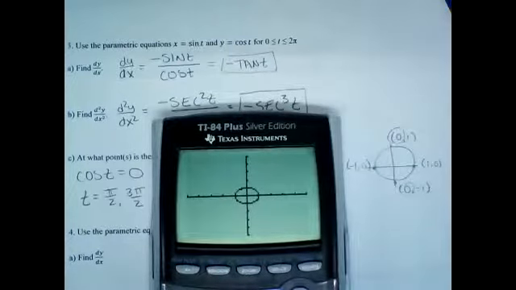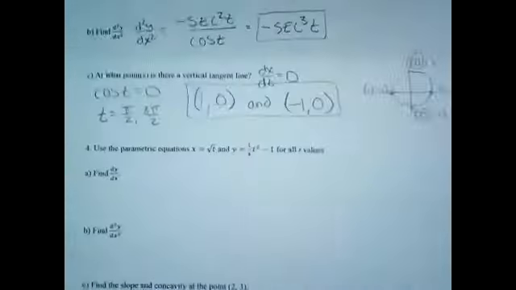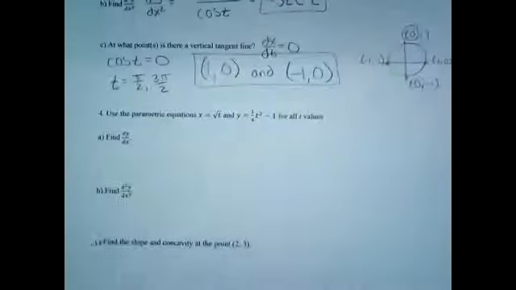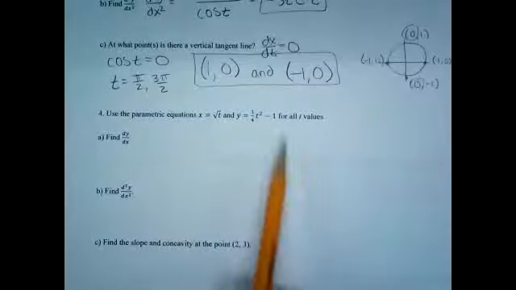I like a picture. Okay, but you're all staring at me. Move on. All right, so now I'm giving you these ones. These don't have trig. We've got x equals square root of t and y equals 1/4 t squared minus 1, for all t values. So first find the derivative.